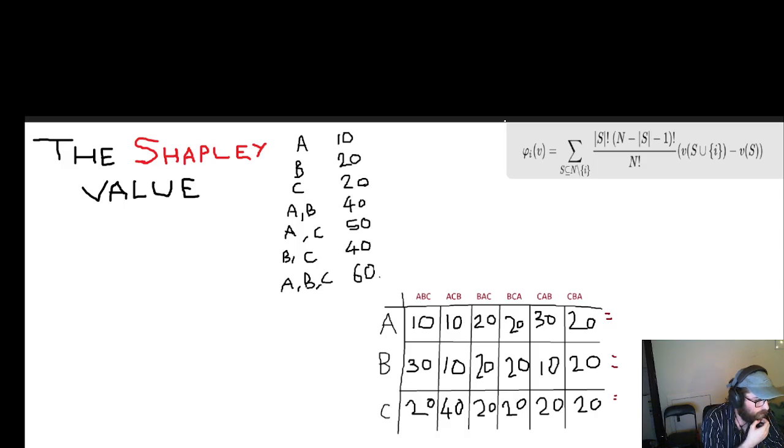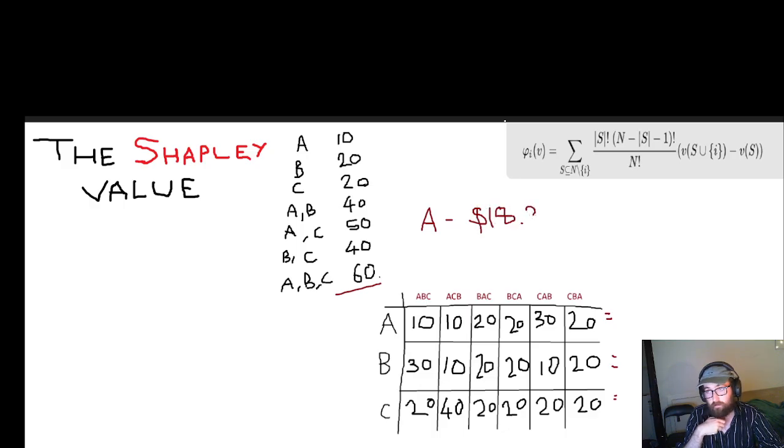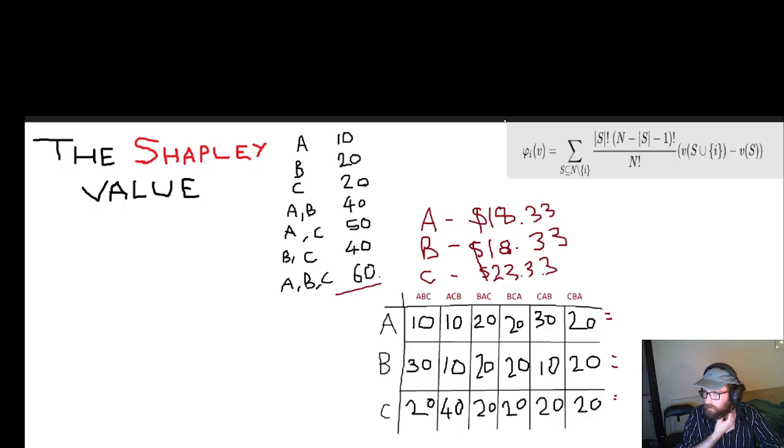These are going to give you ratios, and when those ratios get divided over 60 in the same way as before, what we end up with is that person A should be receiving roughly $18.33. Person B should be receiving roughly $18.33, and person C should be receiving roughly $23.33. And that is our finding from the Shapley value.